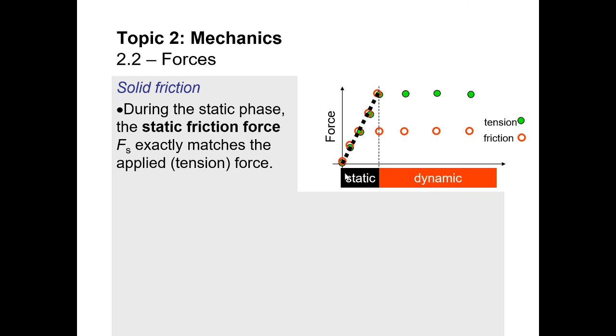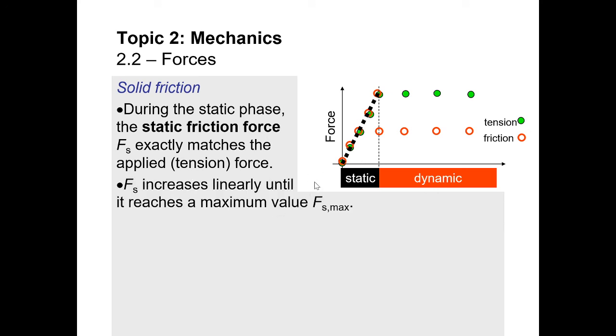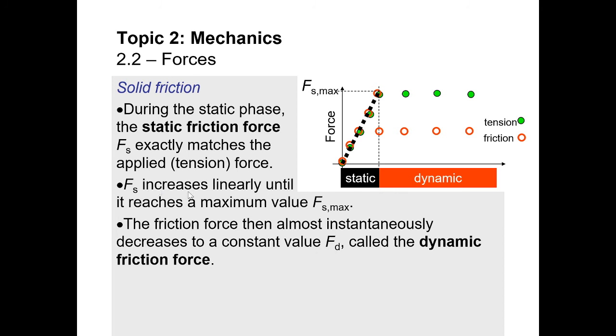So static friction force, Fs, exactly matches the applied tension force. Now what's really important is that it increases linearly, and that's just because it equals the applied force until it reaches the maximum, Fs max. Now personally, I don't just call the force of friction Fs or Fs max. I like to put F subscript F for force of friction, and then another subscript S for static or D for dynamic. Okay, and then unfortunately if you have Fs max, then you have F_F_S max, 3 subscripts, but I mean, you get used to it.